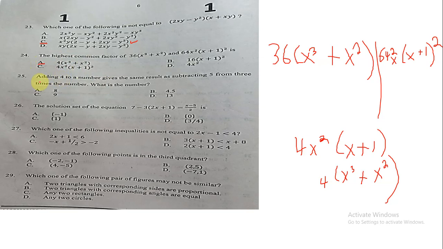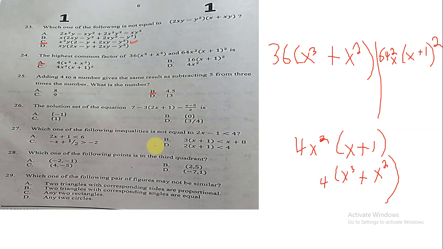Okay, now question number 25. Adding 4 to a number gives the same result as subtracting 5 from 3 times the number. What is the number? Here adding 4 to a number means 4 plus x, which is equal to 3x minus 5. Then the number will be 4.5. So that means choice B.